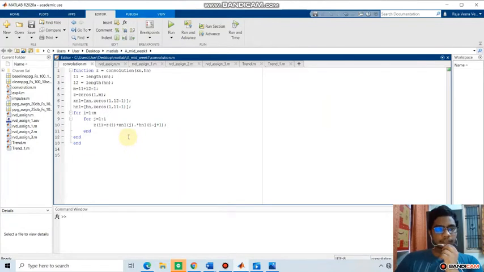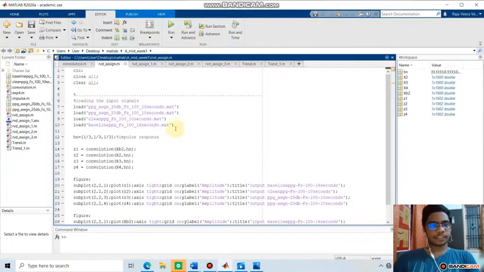For the second part, we have written a function to perform convolution. We have taken x of n and h of n, which are the input and the impulse response of the system, as the inputs for this function. Here L1 is the length of the input function x of n, and L2 is the length of the impulse response h of n. Here we have done zero padding to prevent any delay. I have used nested for loops to perform the convolution.